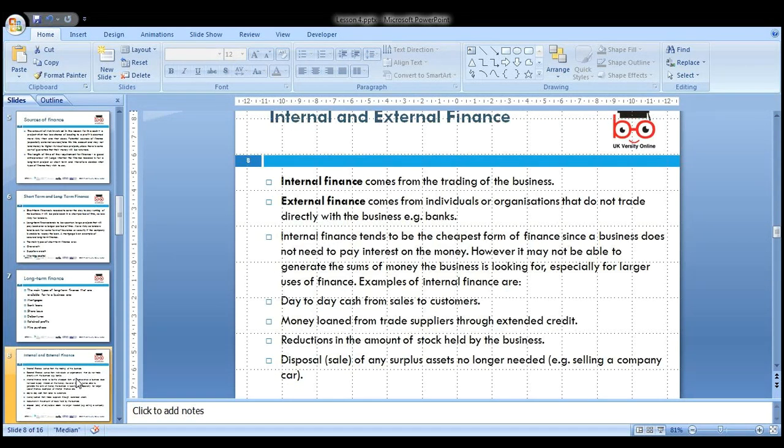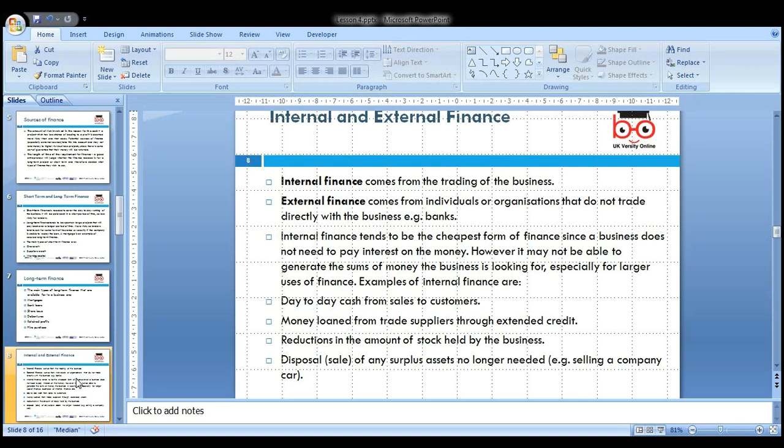Okay, next we're looking at internal and external finance. Internal finance comes from the trading of the business, and external finance comes from individuals who don't trade directly. So internal tends to be the cheapest form of finance, as the business does not need to pay interest on the money. However, it may not be able to generate all the money the business is looking for.